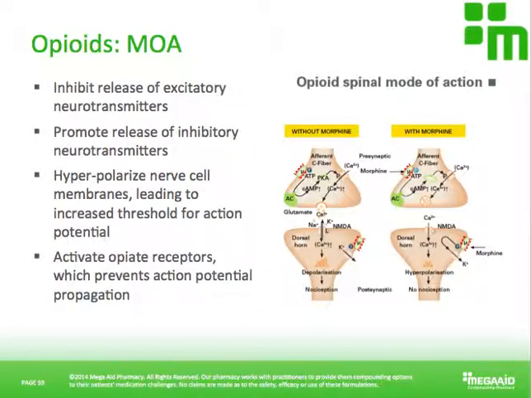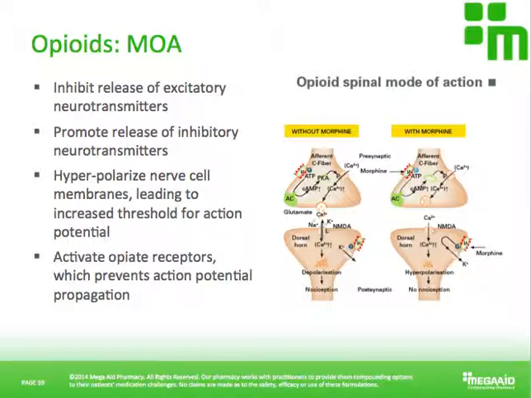So let's look at opiates and their mechanism of action. Opiates have a variety of different mechanisms of action, but most importantly, what they do is they inhibit release of excitatory neurotransmitters, and they also promote release of inhibitory neurotransmitters. They increase the threshold for action potential generation.